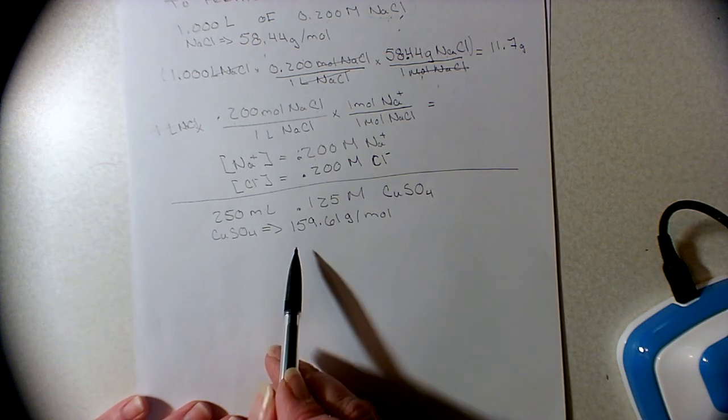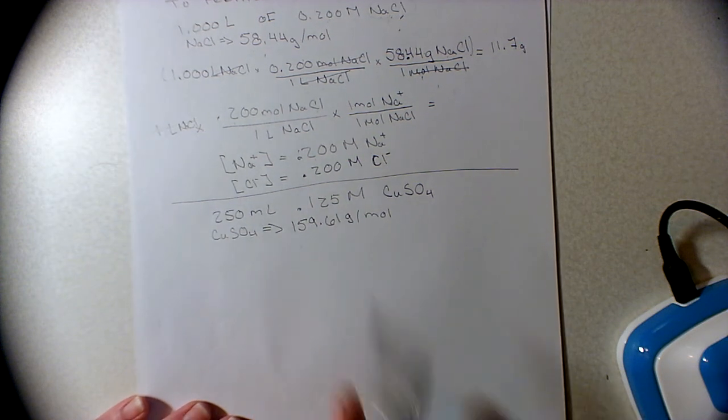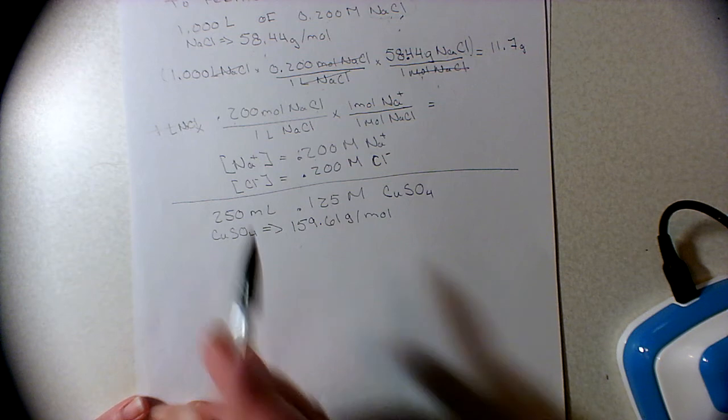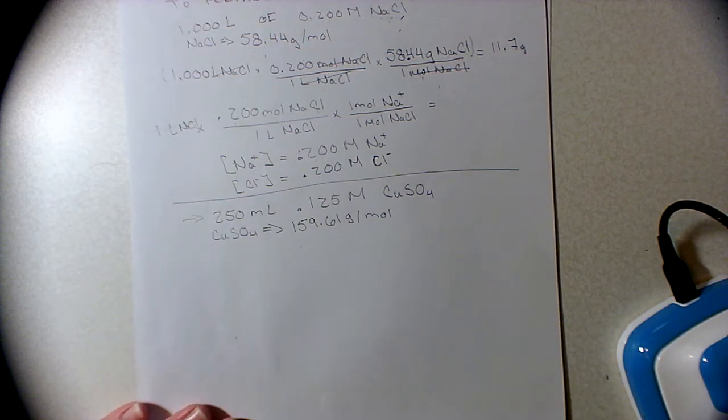Okay, so I've written down the molar mass of copper(II) sulfate, and this is what we want to know. I want to know what mass of the CuSO4 I need. So go ahead and pause this and do that calculation yourself, and then come back.